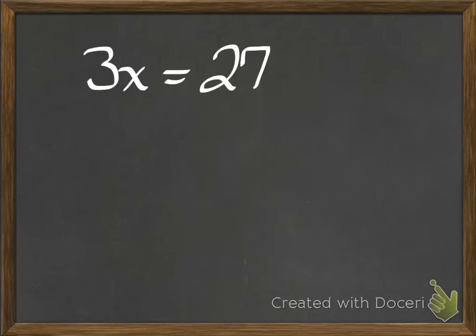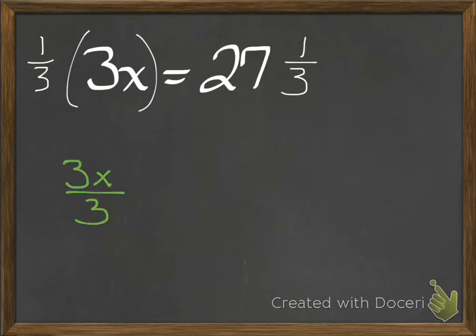So, what is the multiplicative inverse of 3? Dividing by 3, or multiplying by a 1/3. So to solve this equation, I could have multiplied both sides by 1/3, or I could have done 3x divided by 3. That all is the same idea. Or we could divide by 3.